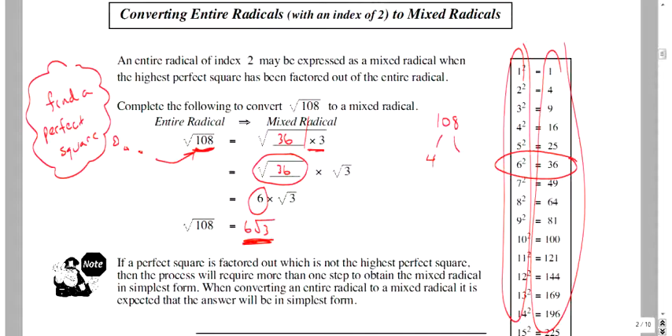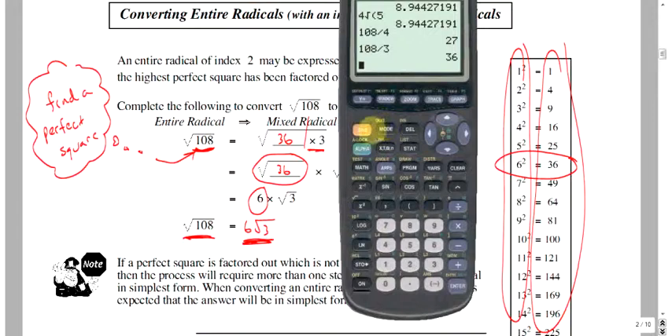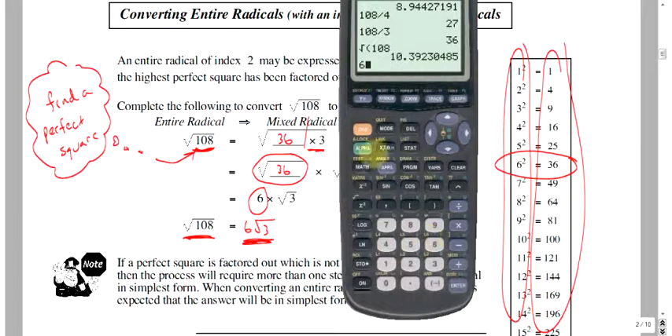How do you know if you did this right? If you're allowed your calculator, you check it. You should never get one of these wrong, because this, as a decimal, better be the same thing as 6 times root 3. Voila. Do those look like they're close to the same? Yes. Now I know I did it right. Okay?